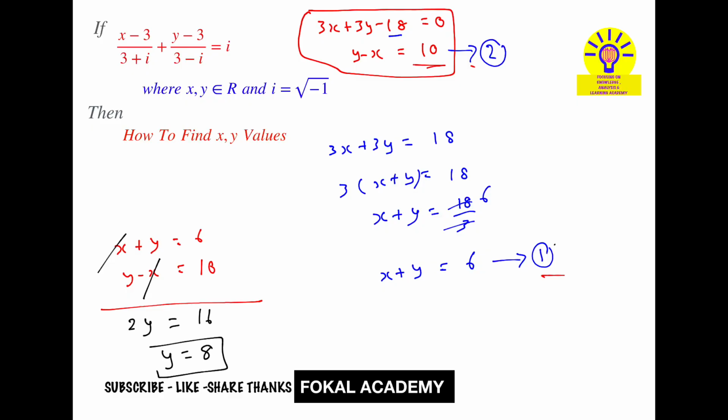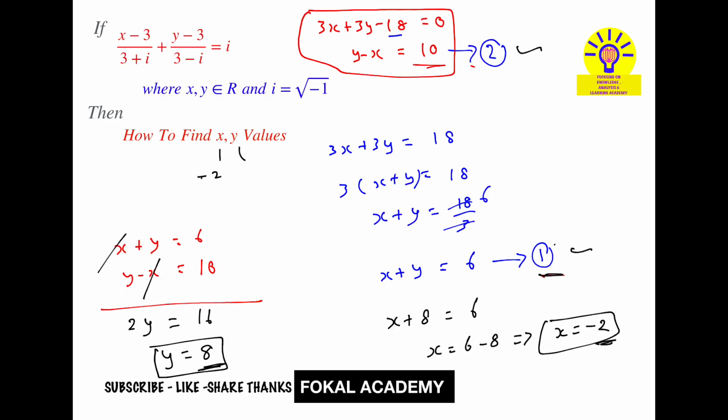Now substitute the y value 8 in equation 1 or in equation 2. So from this we get the x value. Now I am going to substitute the y value 8 in equation 1. So it becomes x plus 8 equal to 6. So from this we get x equal to 6 minus 8, so x equal to minus 2. So x equal to minus 2 and y is 8. So these are the two required values for the given problem.